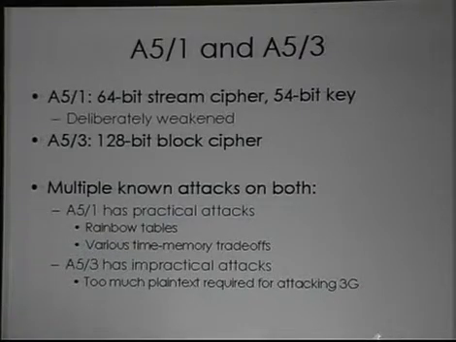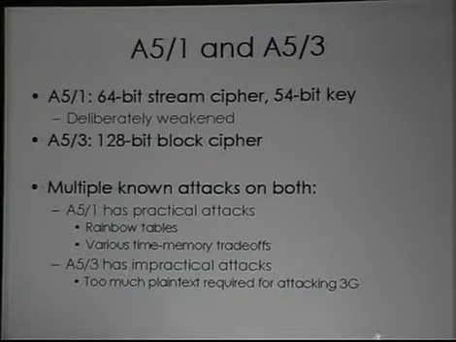So A5.1 and A5.3, we talked about A5.2. A5.1 is a 64-bit stream cipher which uses a 54-bit key. The way that they do this is just by zeroing out 10 of the bits. If that's not a deliberate act to weaken the security of A5.1, I don't know what is. Why you would ever take 64 bits of key material and zero out 10 of the bits before passing it to a 64-bit stream cipher, I don't know.